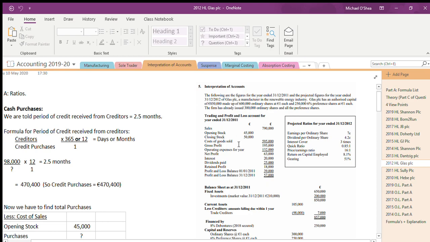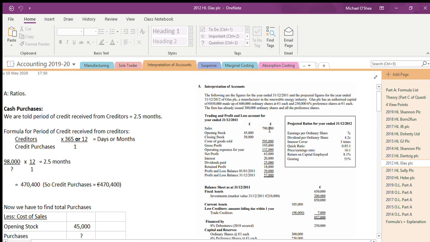So we have the figures for this year, and when we're doing the analysis, we're going to compare the figures for this year to the projected figures for next year. So usually we say earnings per share in 2010 was 5 cents, and in 2011 it's 6 cents. This is an improvement. Shareholders will be happy because ordinary shareholders are earning an extra 1 cent per share, because earnings per share have gone up from 5 to 6 cents.